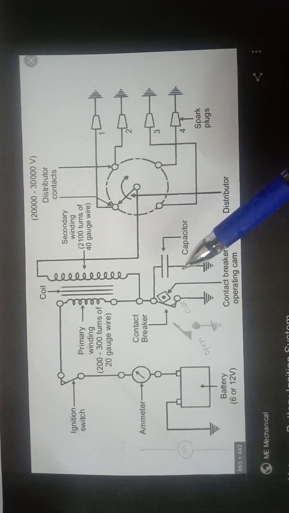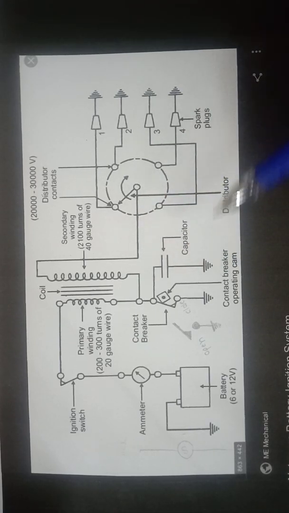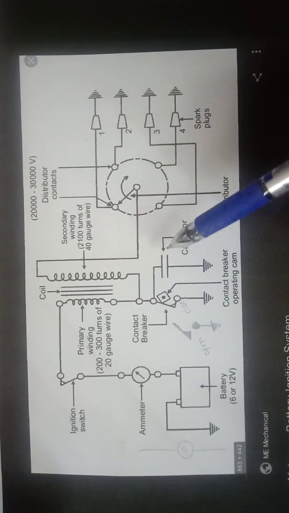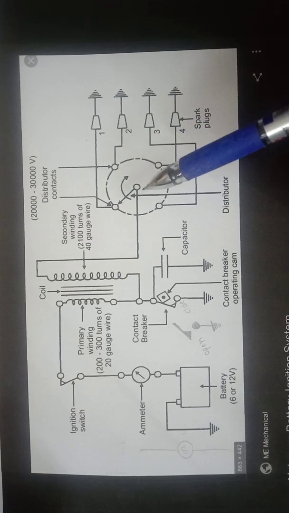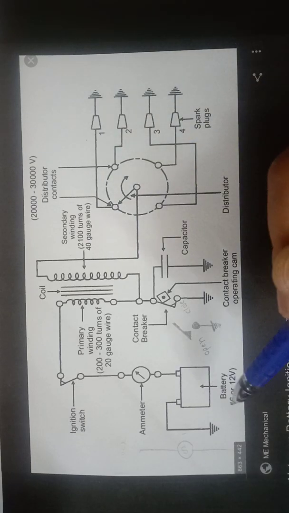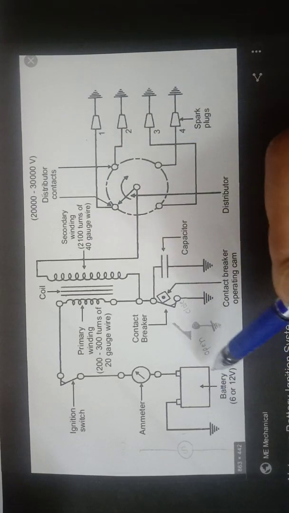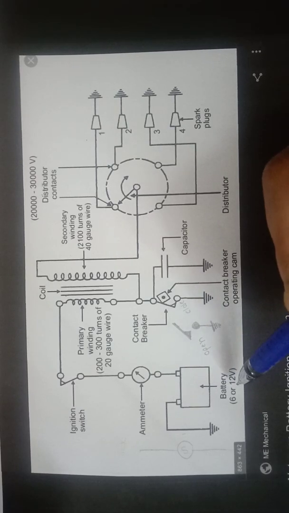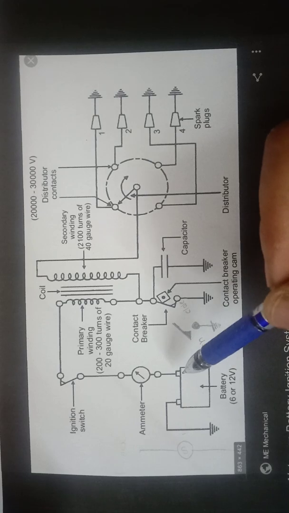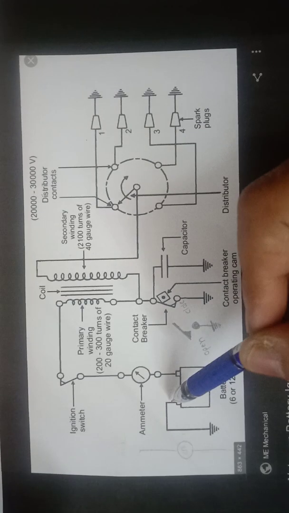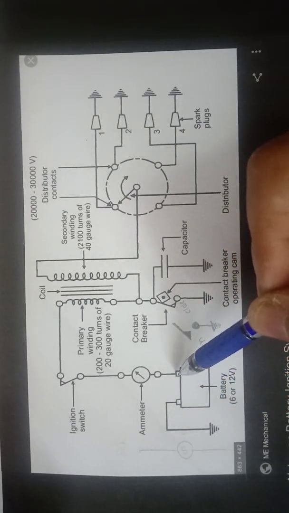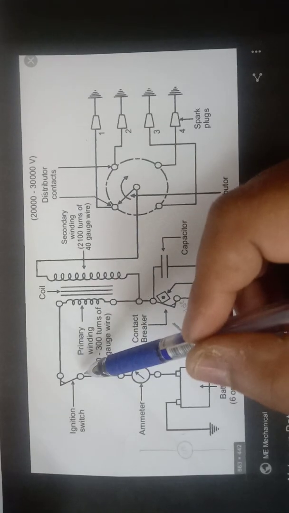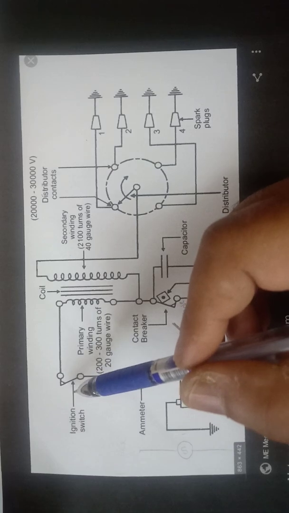Okay, so the diagram in front of you is the battery coil ignition system, and this is the construction sketch diagram of the battery coil ignition system. This is the main part, that is the battery. It is a 12 volt or 6 volt battery. The negative terminal is connected to ground, the positive terminal is connected to the emitter, and then the emitter is connected to the ignition switch.